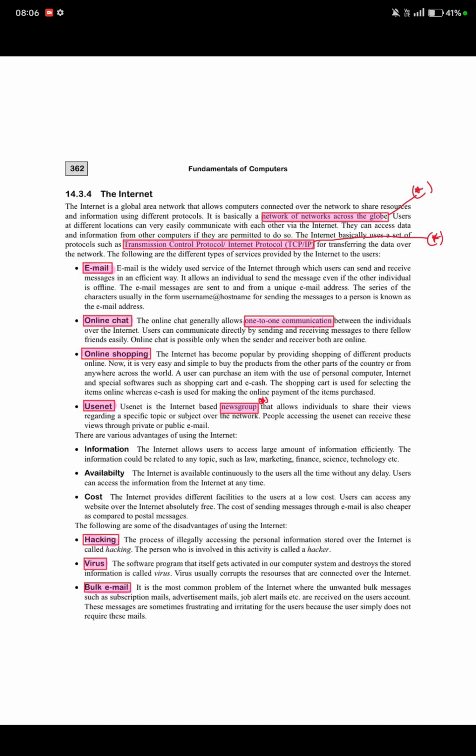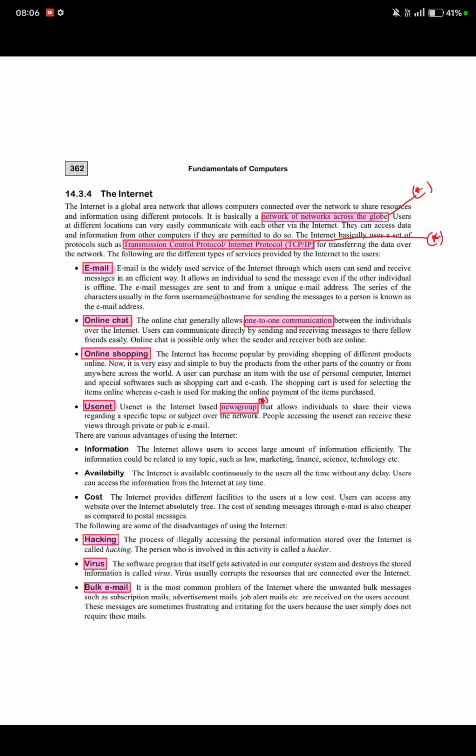The internet is a network of networks across the globe. The internet basically uses a set of protocols such as Transmission Control Protocol and Internet Protocol, TCP/IP, for transferring data over the network.